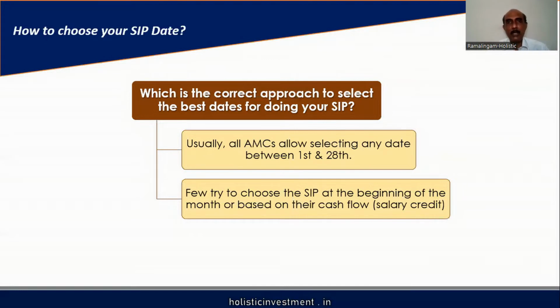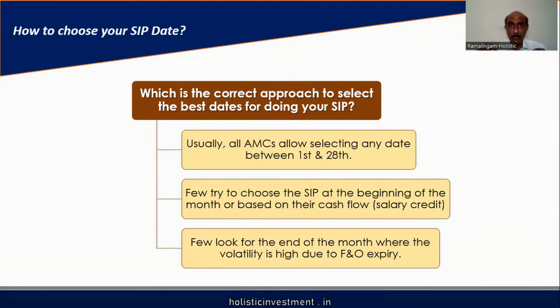There is another interesting belief or point of view. I'm saying it is a belief and point of view. People consider investing at the end of the month, giving the reasons like because month end only, futures and options derivatives contract will expire. During that point in time, market will be volatile. To take advantage of that volatility, let me commit my SIPs at the month end. This is another theory. Now all the mutual fund companies, they accept SIPs between 1st and 28th. Most of the mutual fund companies, they accept between any of these dates.